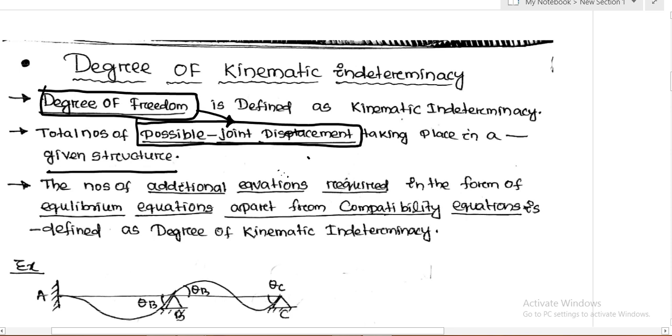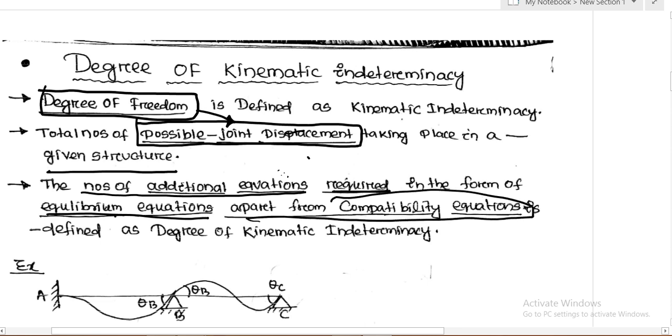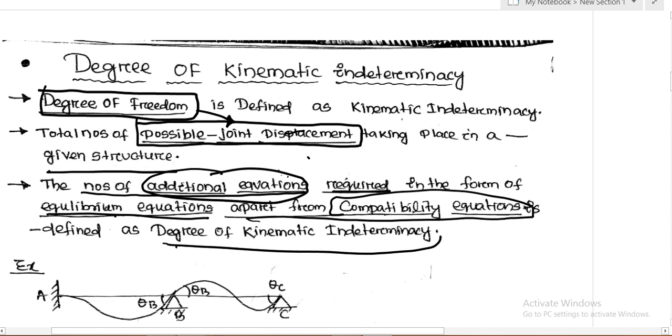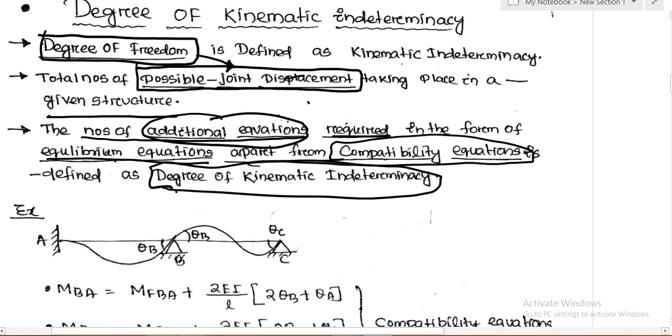Now kinematic indeterminacy means what? How many additional equations are required, in the form of equilibrium equations, apart from the compatibility equations? Apart from the compatibility, how many additional equations are required? That is called the degree of kinematic indeterminacy.